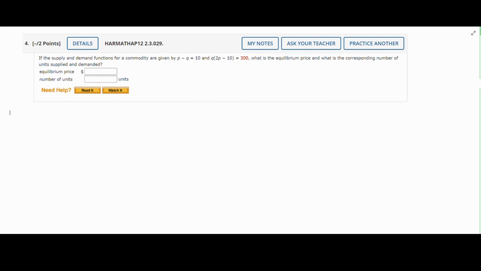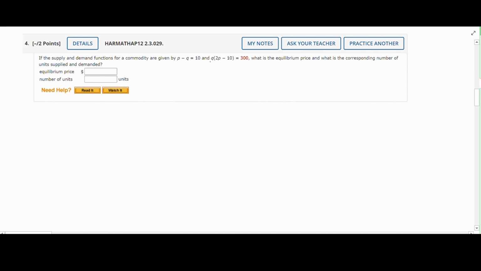In this finite mathematics and calculus problem, we're asked: if the supply and demand functions for a commodity are given by the two equations, what is the equilibrium price and what is the corresponding number of units supplied and demanded? Looking at this, we are given two equations and we can solve for either P or Q first.